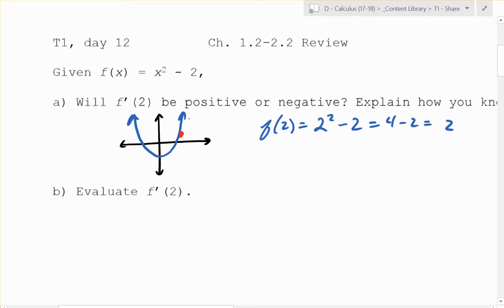The instantaneous rate of change is the slope of the tangent line at that point, so it's the slope of this line. Is that slope positive or negative? Well, it's rising from left to right, so we expect f prime of 2 to be greater than 0, positive.